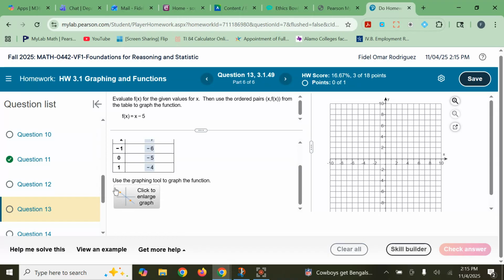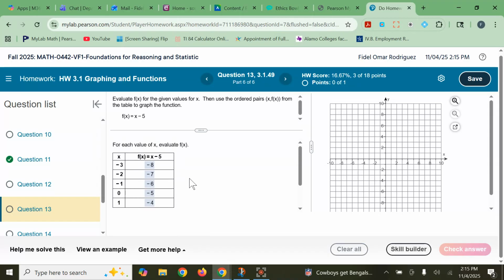All right, now it says, can we draw this graph? Now, y'all, when we draw this graph, we're not going to be able to plot all of them. We're just going to pick 2. Which 2 do we want to pick? It doesn't make any difference. If we want to pick -3 and -8 and 1 and -4, we can do that. If we want to pick 0, -5 and 1, -4, we can do that as well. We can pick any of these. We just got to pick one of those pairs.